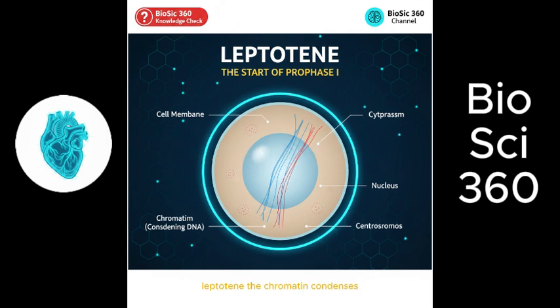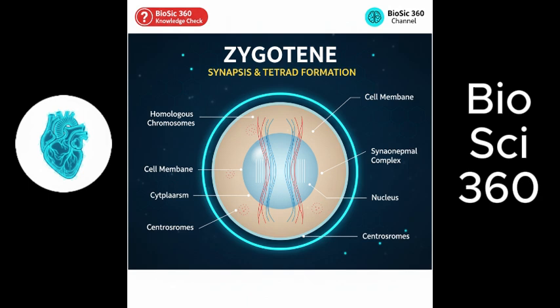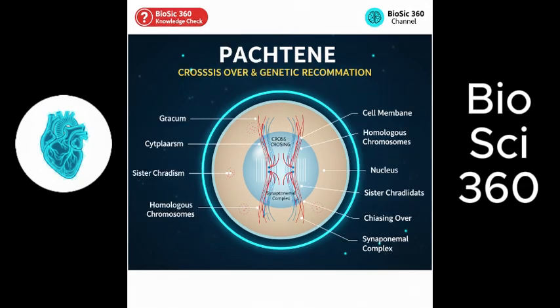Leptotene, the chromatin condenses, the chromosomes look like thin threads. Zygotene, the synaptonemal complex forms. This is a protein zipper that physically binds homologous chromosomes together. This pairing is called synapsis, and it forms a tetrad.